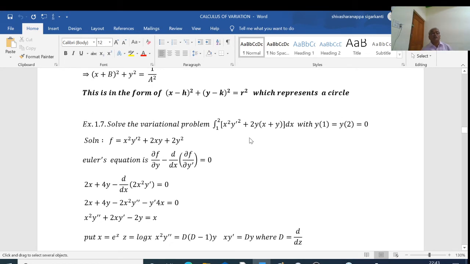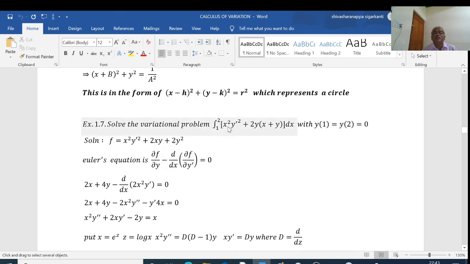Next, one more example. Solve the variation problem integral from 1 to 2 of x square y dash square plus 2y into x plus y dx with y of 1 equal to y of 2 equal to 0. So when x is equal to 1, y equal to 0. When x equal to 2, y equal to 0. And this consists of x, y, y dash. Therefore, I have to use the Euler's equation.